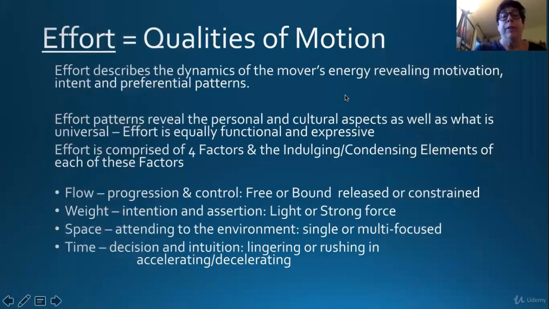Effort. The third of the Bestic components I'm going to address briefly. Effort describes the dynamics of the mover's energy, revealing their motivation, their intentions, their preferential patterns. So sometimes it's habitual patterns and not so much their intent in the moment. So it's a combination of both something that's habitual to them as well as something that is going on in the moment that they are responding to.